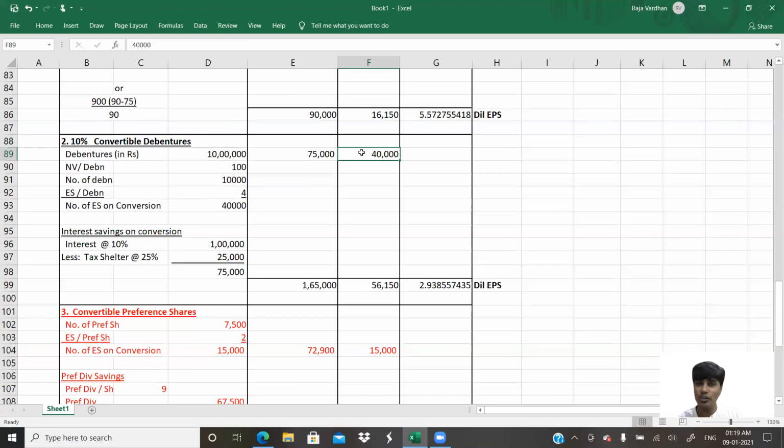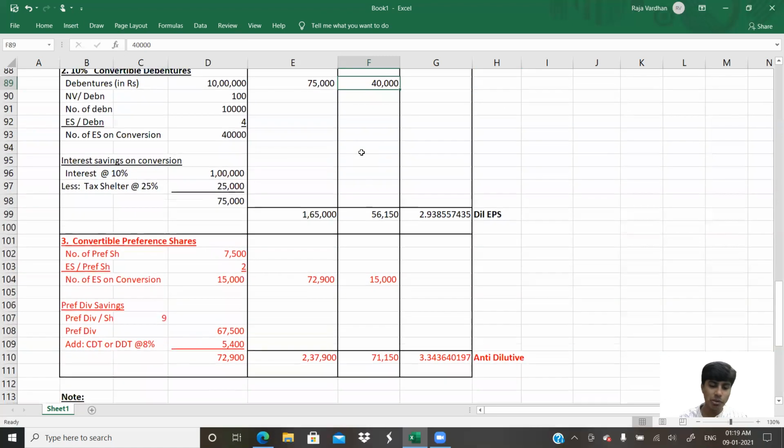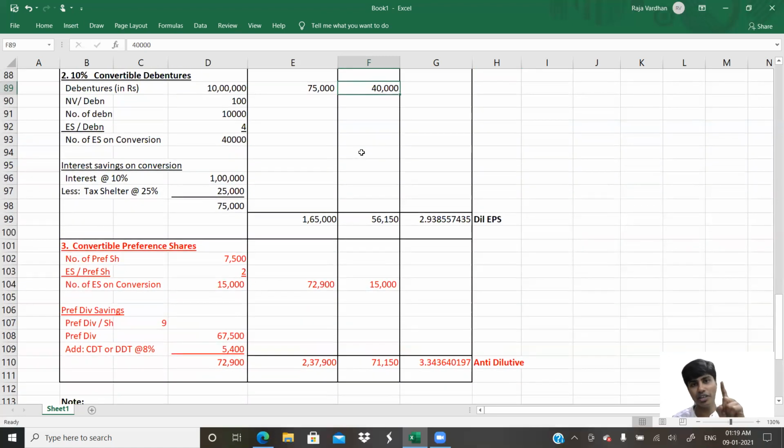If I add the 75,000 increase in profit to 90,000, I get 1 lakh 65,000. Increased shares are 16,150, that is 16,000 original plus 150 options, plus 40,000 from debentures gives 56,150. My diluted EPS is 2.93. There is a decrease. Next, convertible preference shares. Each preference share is to be converted into 2 equity shares. 7,500 preference shares will arrive at 15,000 equity shares.